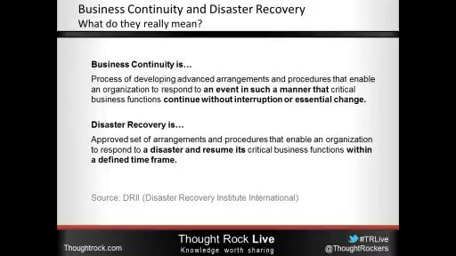But on the definitions, Disaster Recovery Institute International has provided a very clear and very concise understanding of what business continuity is, and I think it's very important that we understand what these two terms are and how they relate together. Business continuity is a process of developing advanced arrangements and procedures that enable an organization to respond to an event in such a manner that critical business functions continue without interruption or essential change. So there is a very proactive implication involved with that.